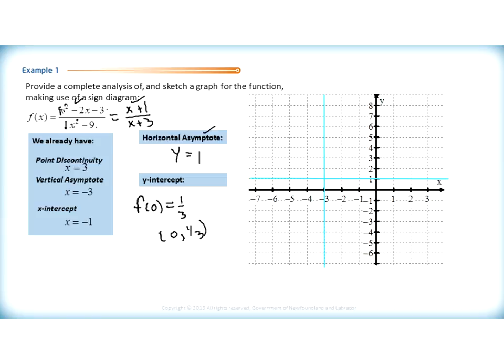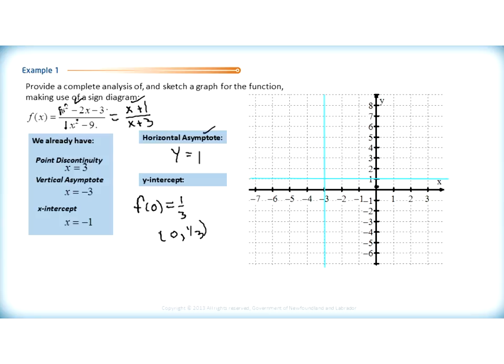The points that we can plot, we have a y-intercept at 0 and positive 1/3. So let's put that one on there. So 0 and positive 1/3. That's going to be right about there. And that's about as good as I could draw a point.